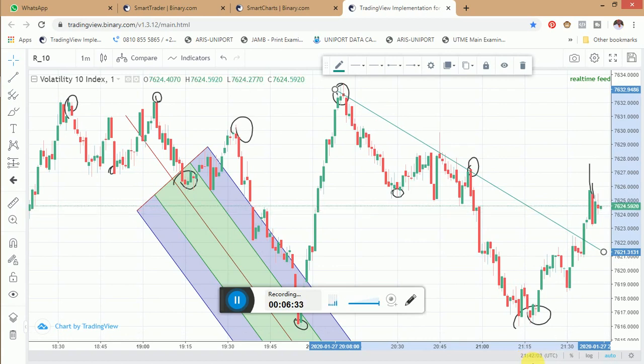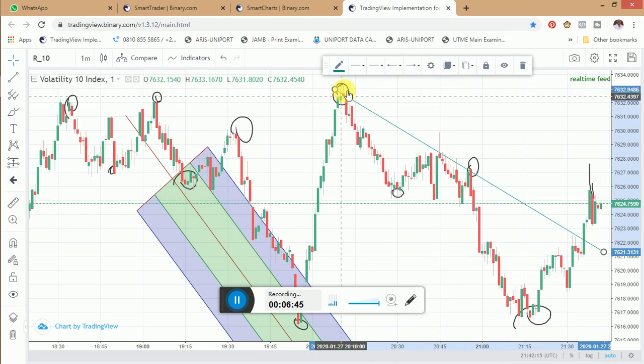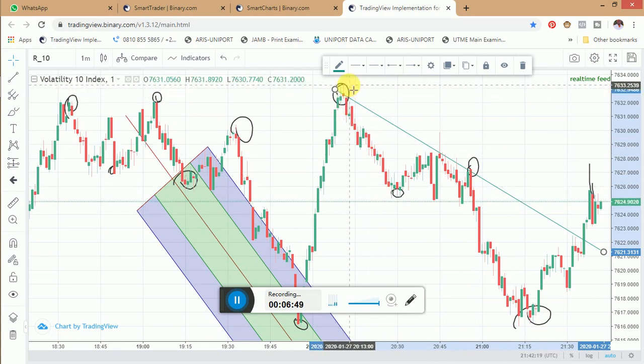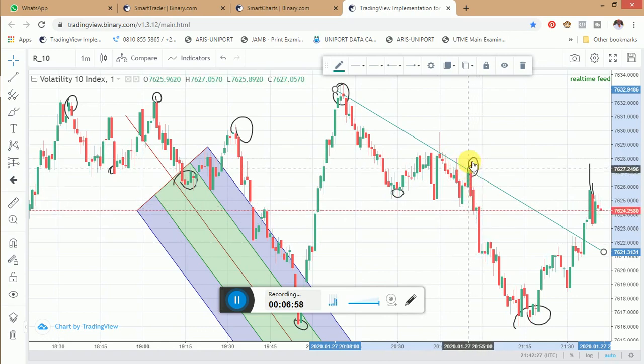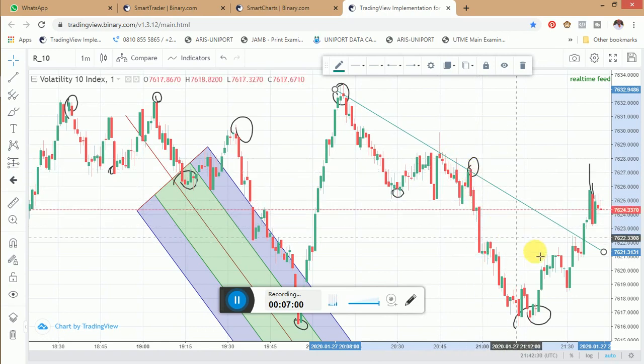We've connected like 3 different points together, which is here one, here another one, and then here another one. Now why did you connect these points together? You can see at this point here, when a red candle touched this line, the market started falling. When another red candle touched this particular one, it started falling. When another red one touched this particular line, it started falling.